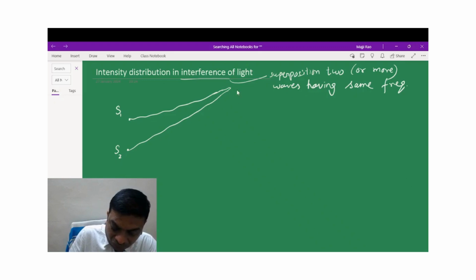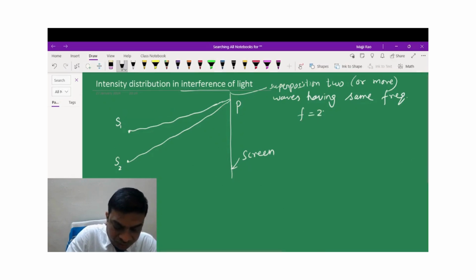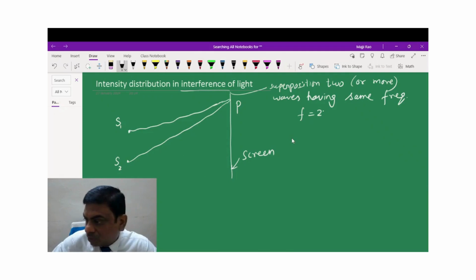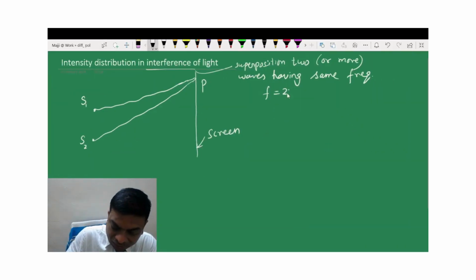So now we want to analyze the intensity at a point on the screen somewhere here. You can see this is the screen here. Now since f is same, 2 pi f is also same, so omega is also same because omega is equal to 2 pi f. So both have the same omega.